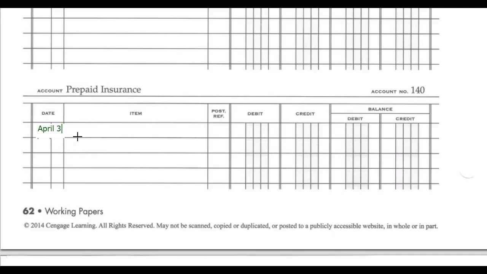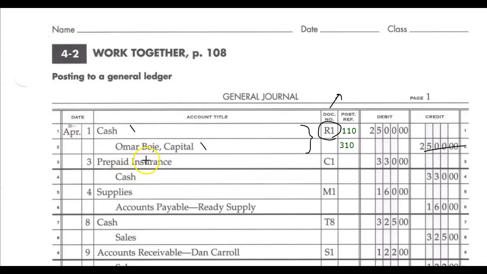Do I have to write April every time? Yep, here we do. Post reference is? Yep, you're right, journal page. Okay, what did we do here? Prepaid insurance was a debit for $330.